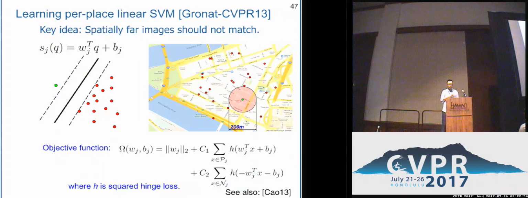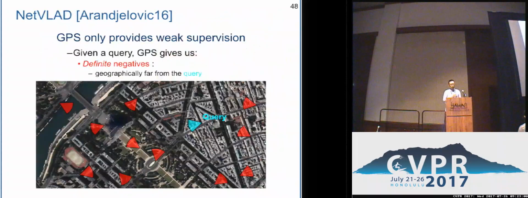The same idea was used in different approaches, such as learning per-place linear SVMs, or for making the positive and negative examples for training CNN image descriptors, like NetVLAD. The conclusion here is that it would be particularly interesting to use this location prior if you want to develop some new place recognition techniques.